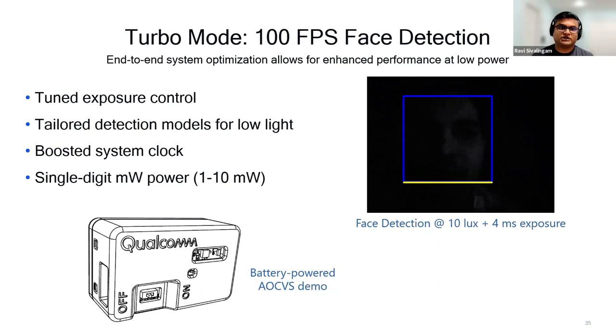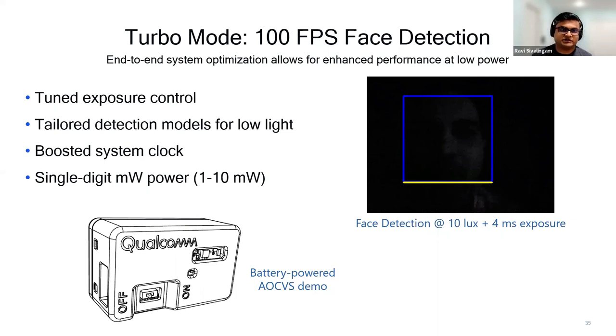Here's an example where without any other ambient lighting, there's only 10 lux illumination, and with 4 millisecond exposure, I don't think it's very visible at all, but there's a very slight hint of a face there, one of our teammates, and our face detection algorithm is still able to detect it. Because of this, we can tune the exposure control to even favor lower exposures and tailor these very lightweight object detection models, with a slightly higher system clock than is typical, with single digit milliwatt power. So this is not 1 milliwatt, but somewhere in the range of 110 milliwatts.